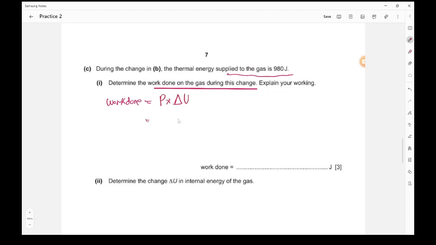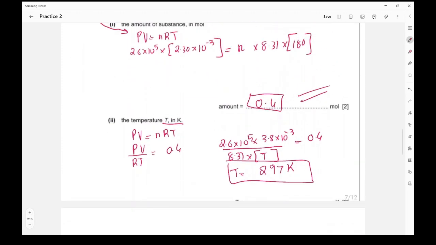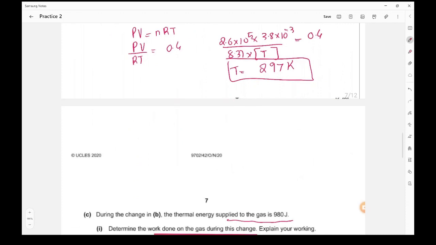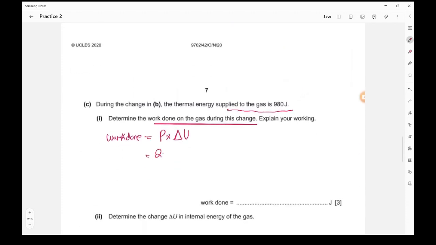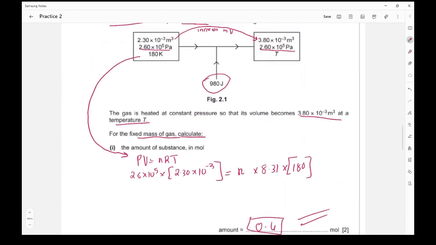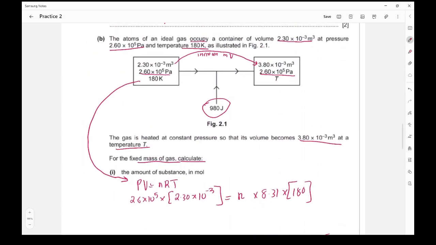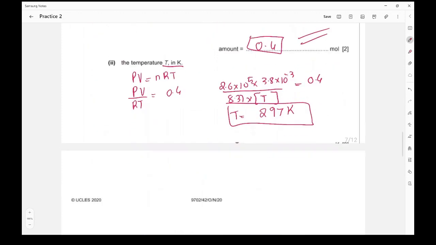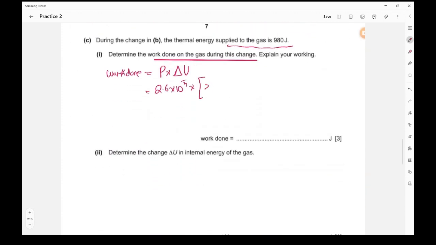So the pressure doesn't change. The pressure remains unchanged, which is actually equal to 2.6 into 10 raised to power 5, but the change in volume is something that we need to deal with. And the change in volume is actually 3.8 minus 2.3, and this is then multiplied by 10 raised to power minus 3. So that is it. This is going to be the work done.